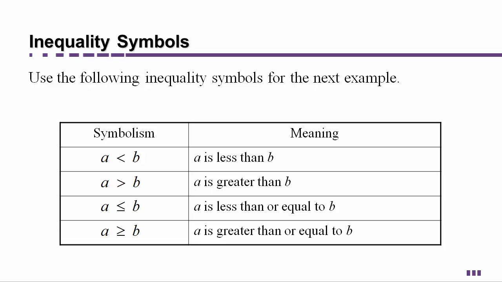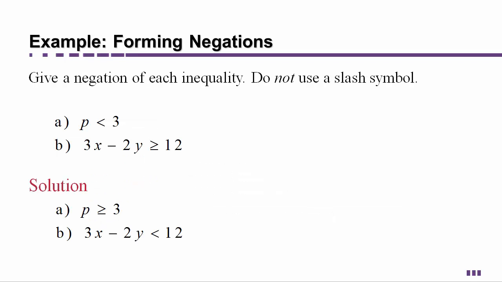Let's remind ourselves of what the inequality signs mean in verbiage, because oftentimes that will help us to negate things, right? So we've got A is less than B, A is greater than B, A is less than or equal to B, and then A is greater than or equal to B. The reason why that is useful is because we can now use that to negate things.